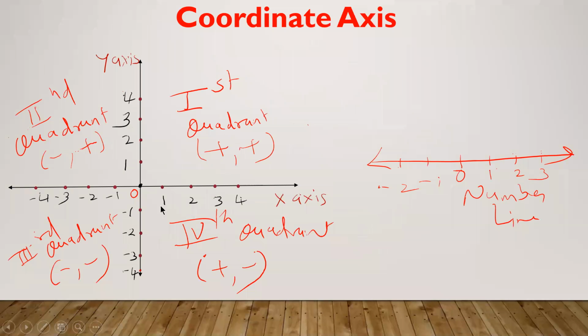This is what I have tried to show here. First quadrant, both the coordinates will be positive. In the second quadrant, first x coordinate will be negative, y coordinate will be positive. In the third, x coordinate will be negative, y will be negative. In the fourth, x coordinate will be positive and y coordinate will be negative.